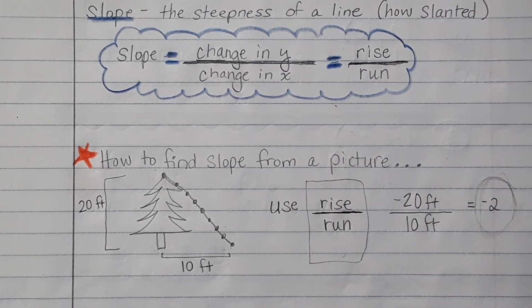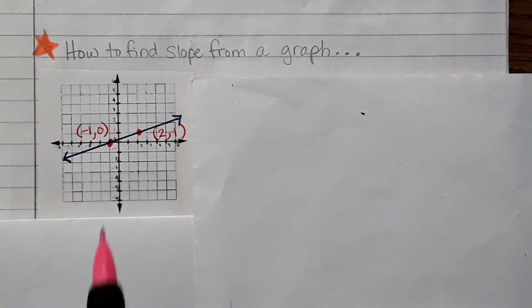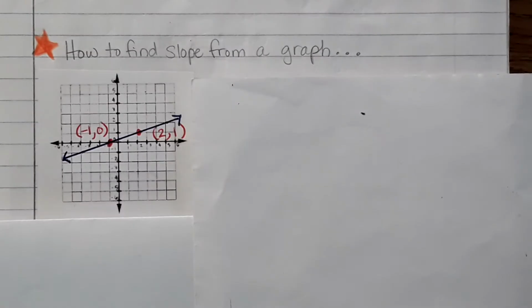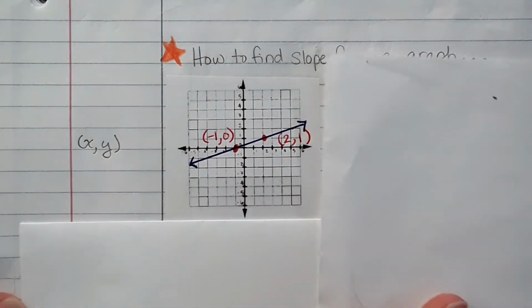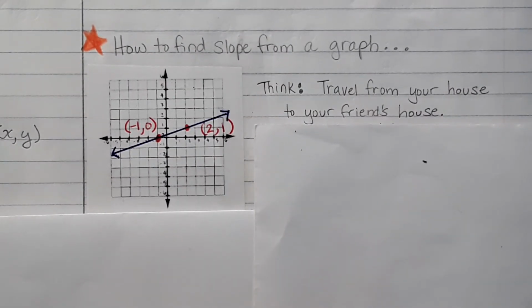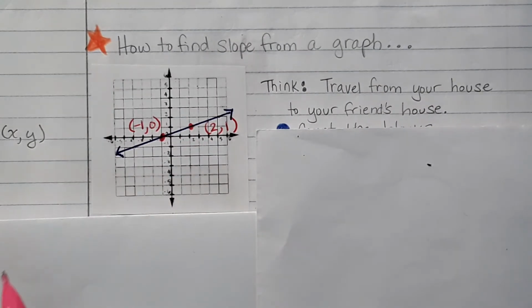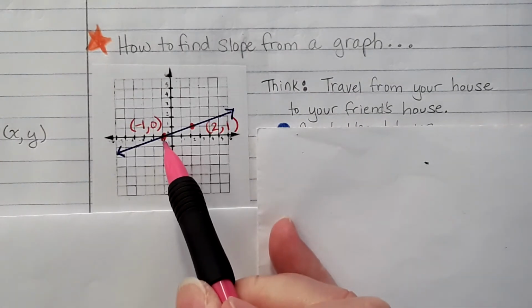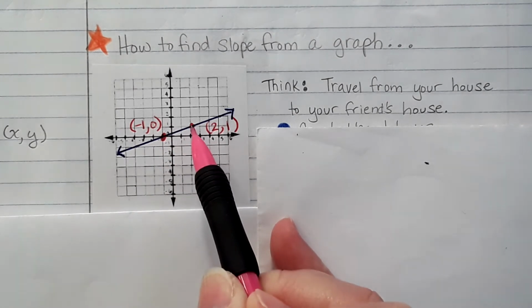If you have a graph, here is an example of how to find slope. I have here 2 points that I have picked off of this line, (-1, 0) and (2, 1). Just as a reminder, these ordered pairs are always x, y in parentheses. When I find the slope, I want you to think about how you're going to travel from your house to your friend's house. And when you do this, you're going to count the blocks, not the lines. You're going to count the blocks that you have to walk.